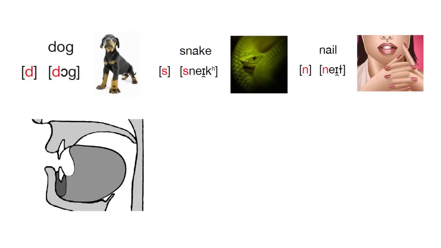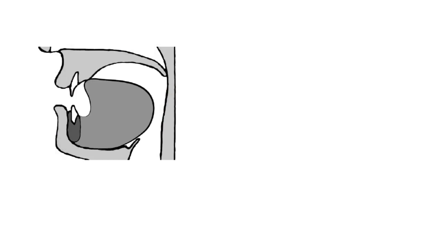These 3 sounds are made by touching the tip of your tongue to your alveolar ridge. That's that hard ridge right behind your upper teeth. D, S, N. And here, I'll make one comment about that D sound for English.